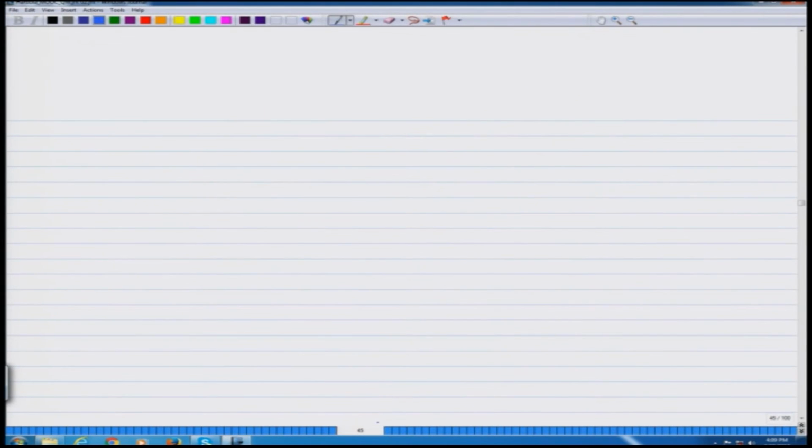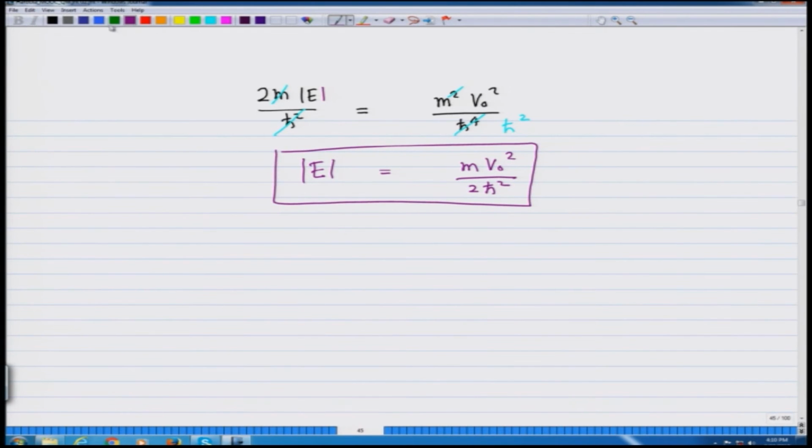So, what I have is from the boundary condition, 2m mod E over h cross square is equal to m square V 0 square over h cross raised to 4. We can again cancel some terms. This gives me h cross square, 1 m cancels, and therefore, I get mod of E equals m V 0 square over 2 h cross square, or energy E, which is equal to minus mod E, is equal to minus m V 0 square over 2 h cross square.